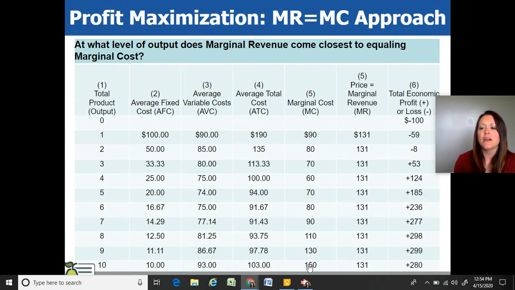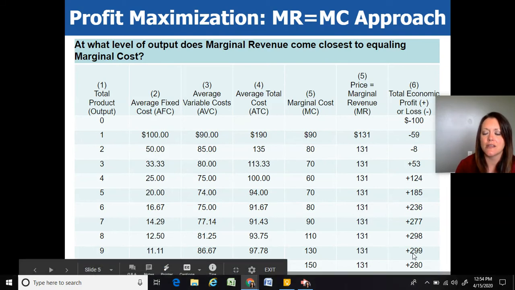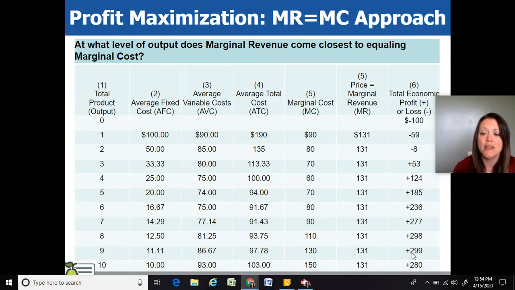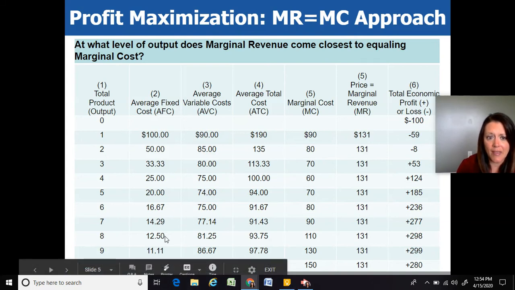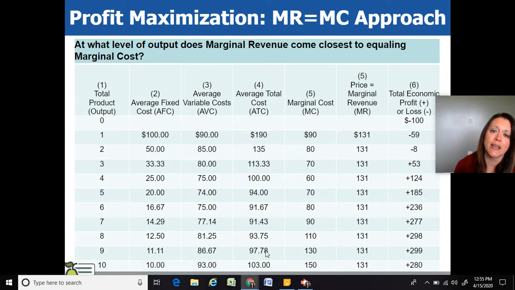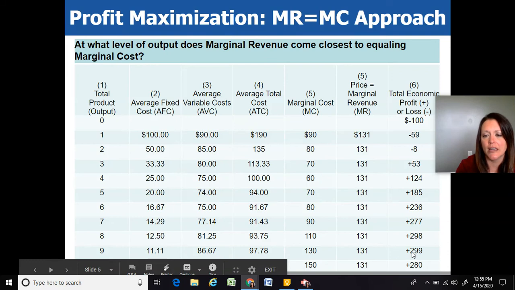We can also figure out our total profit or loss. Here it's $299, which again shows that the profit is maximized. We can figure that out by taking our price, 131, times our total product, which is 9, and then subtracting our total cost. So at that point, at 9 units, our average total cost is $97.98. We'd have to multiply that by 9 in order to get our total cost. If you take then your total revenue minus total cost, that's where this 299 number comes in.